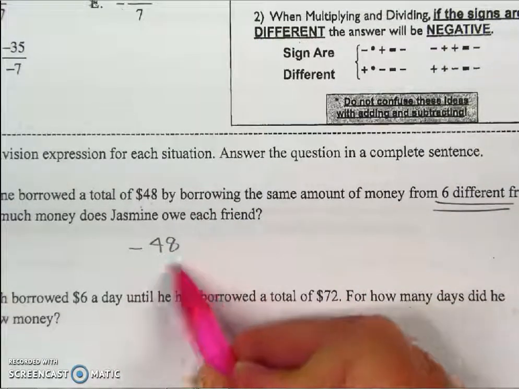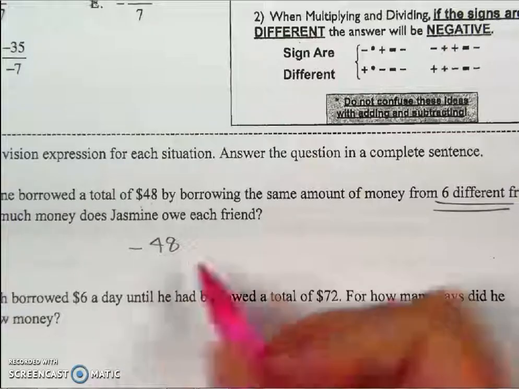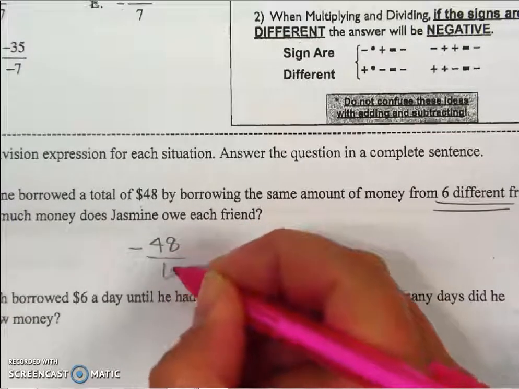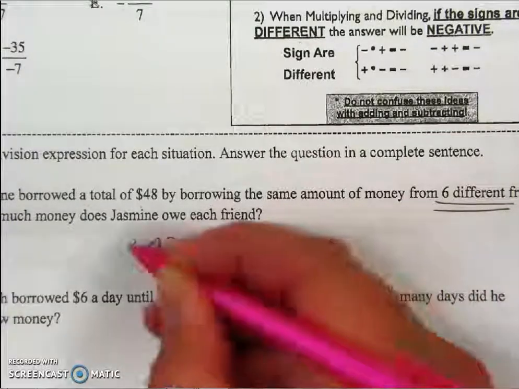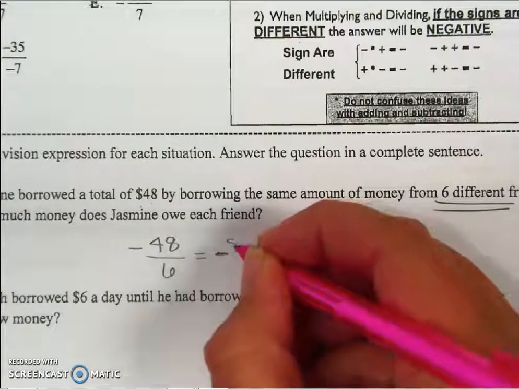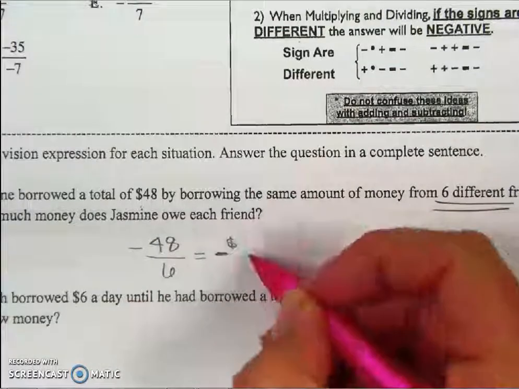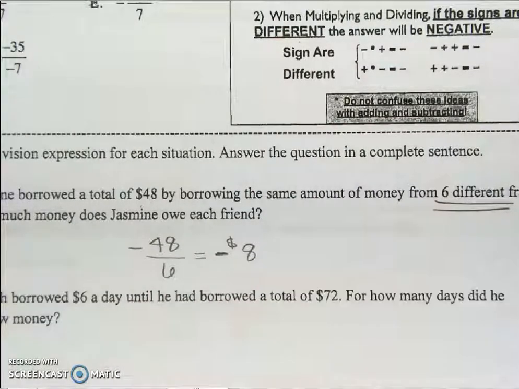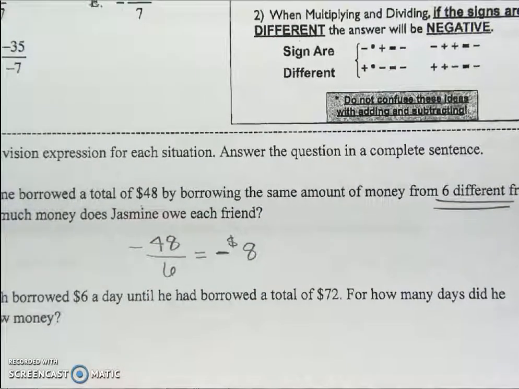So she's got to pay it back now. So she's got to put this into groups for those 6 friends. So that means we're going to divide this by 6. All right, so I only see one negative there, so that's an owing sign. So she owes some money, and 48 divided by 6 is 8. So she owes each friend $8.